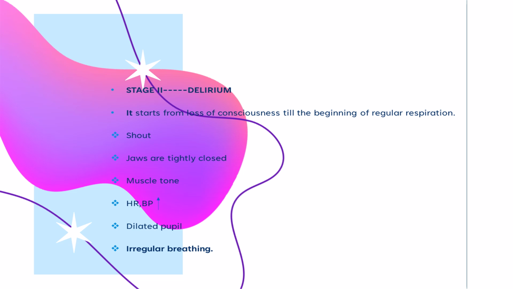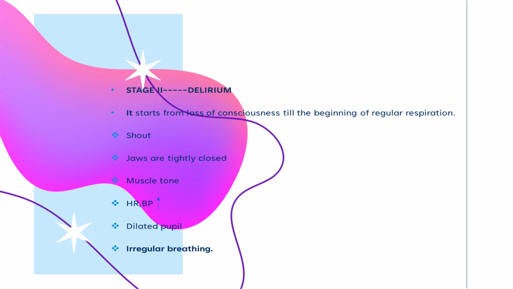Then coming to the pupil size. In the first stage it is normal. Here it starts increasing, so it is called dilated pupil, an increase in the size of the pupil, and the heart rate also increases. There is irregular breathing. This is the characteristic, and this stage is not suitable for surgery. Like this the surgeon will analyze whether the patient is in the first, second, third or fourth stage depending upon the parameters.